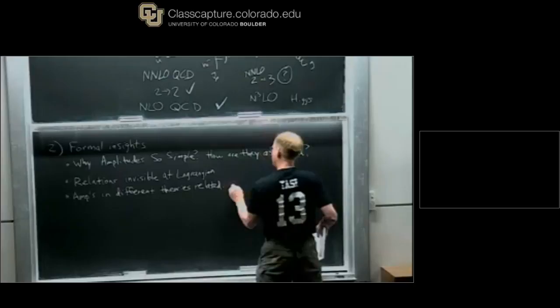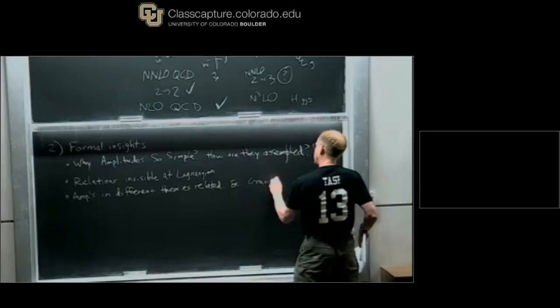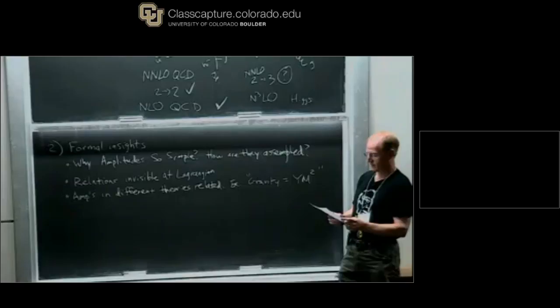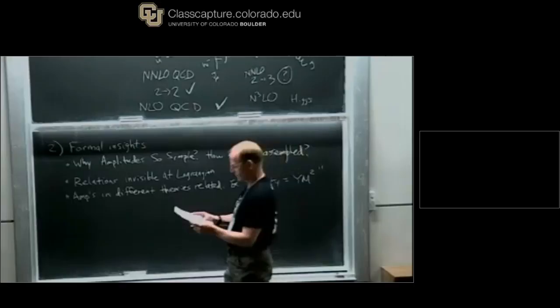And one of the examples goes under the heading of gravity is the square of Yang-Mills theory. So we can construct scattering amplitudes for gravitons from scattering amplitudes for gluons very efficiently, and trying to understand that better is very useful.